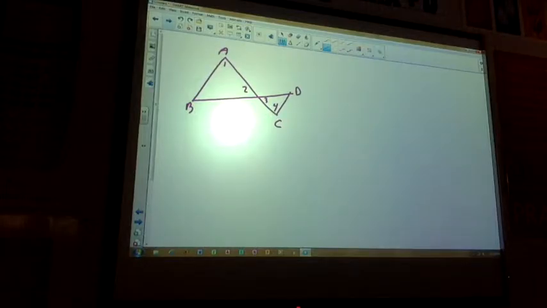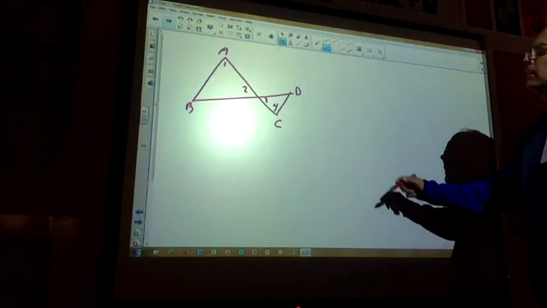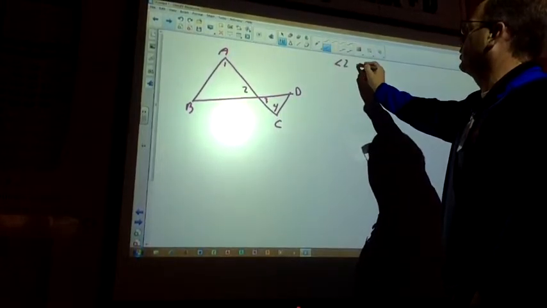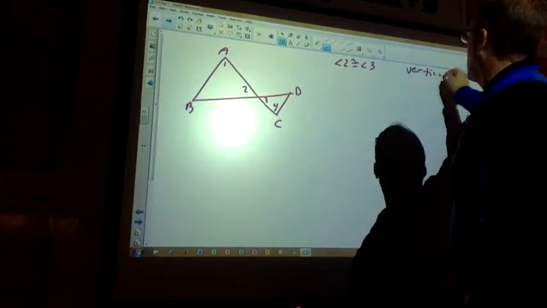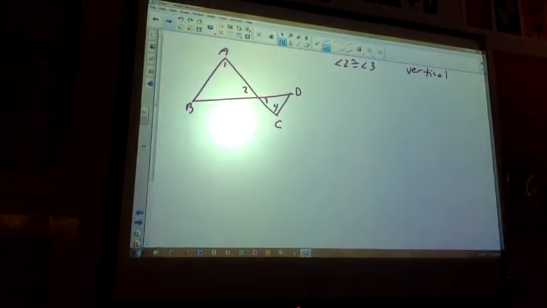I only have the diagram up there. So if the diagram's up there, what's the only go-to I have right now? Yeah. Good. Angle 2 is congruent to angle 3, vertical angles. So vertical angles are a go-to. It's a gimme. It's there. It exists for you.